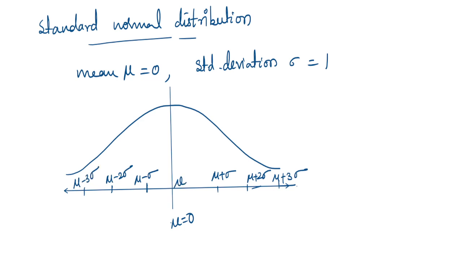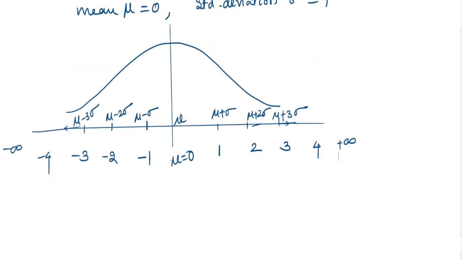Now this is mu. So here mu is equal to 0. Then standard deviation is 1. So 0 plus 1, 1. Then 2, 3. Here 0 minus 1, minus 1, 0 minus 2, minus 2, minus 3. So in this way we can extend to 4, minus 4. As we know, it is from minus infinity to plus infinity. So this is nothing but the standard normal distribution where mu is equal to 0, sigma is equal to 1.